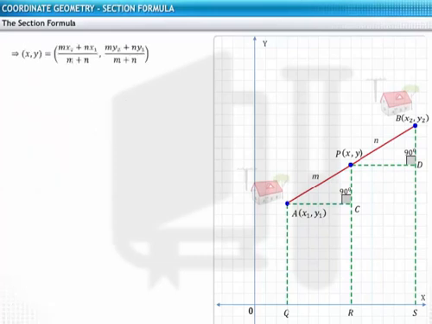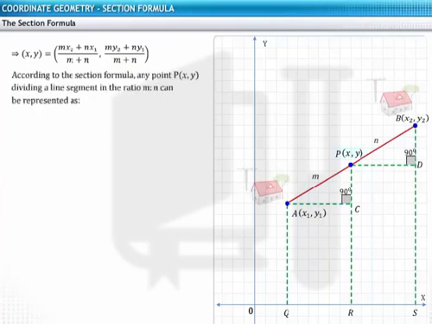Thus, the coordinates of point P can be calculated using the formula obtained: mx2 plus nx1 divided by m plus n, and my2 plus ny1 divided by m plus n. This formula is called the section formula. According to the section formula, any point P x, y dividing a line segment in the ratio m:n can be represented as mx2 plus nx1 divided by m plus n and my2 plus ny1 divided by m plus n.